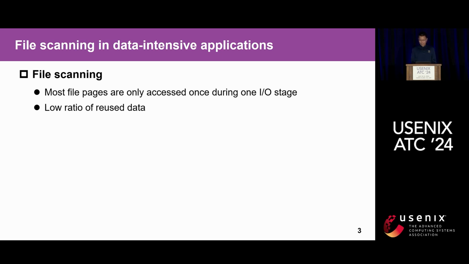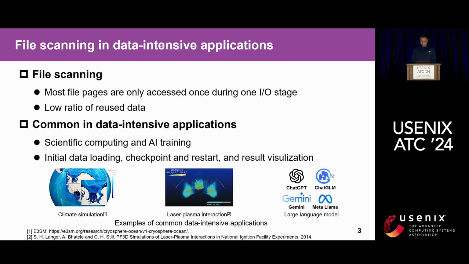File scanning is a type of workload in which most file pages are only accessed once during each I/O stage. Sequentially reading or writing a file is the simplest file scanning. One main characteristic of file scanning is that the ratio of reused data is low. File scanning is common in data-intensive applications like scientific computing or AI training. They perform file scanning when loading initial data, doing checkpoint restarts, or visualizing results.